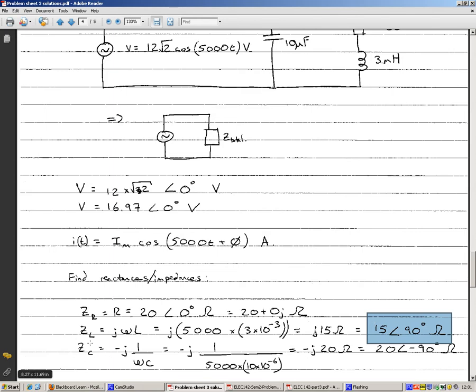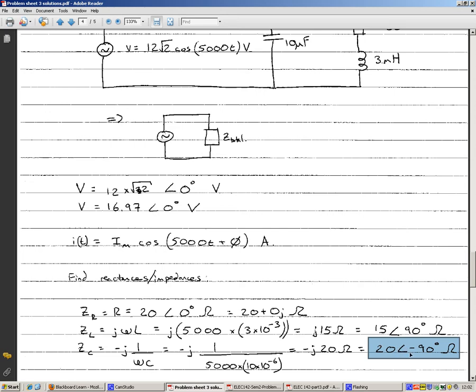And then ZC for our capacitor is equal to minus j, 1 over omega C. So all we're doing is just going to put our values in. Our omega value is the same as before, it's 5,000. Put in the value of our capacitor, which was 10 microfarads, so that's 10 times 10 to the minus 6. If you work that out, you'll get a rectangular value of minus j20, which if we convert into polar form is a magnitude of 20 at an angle of minus 90 degrees.